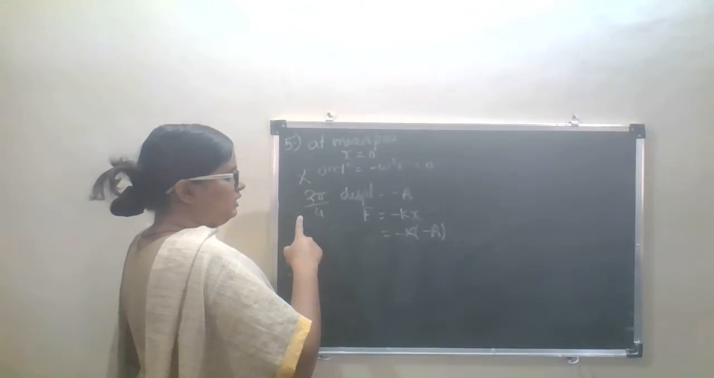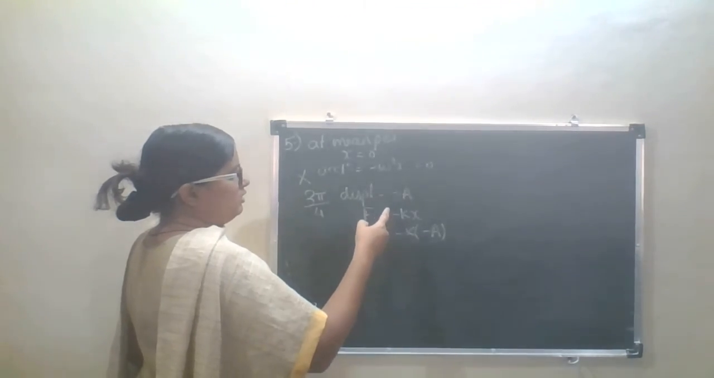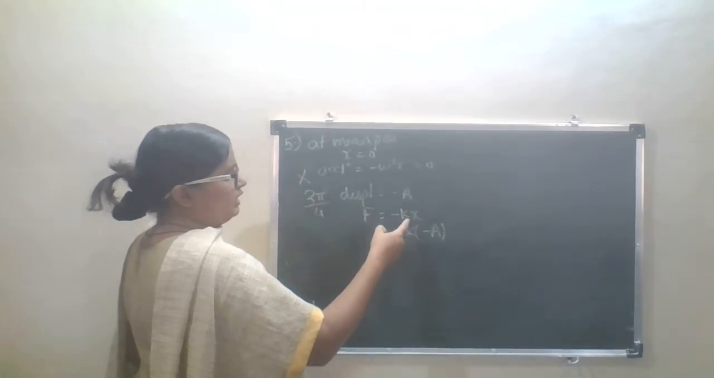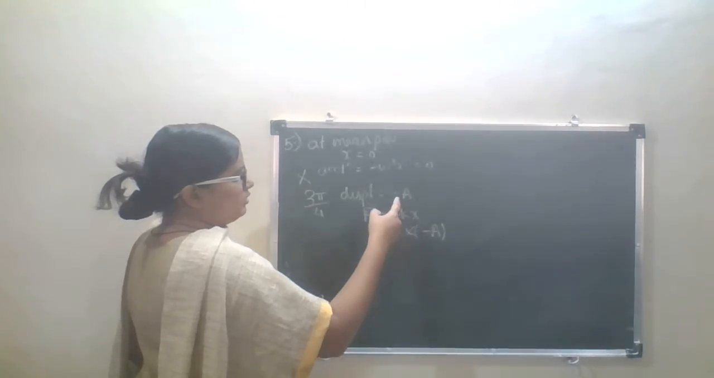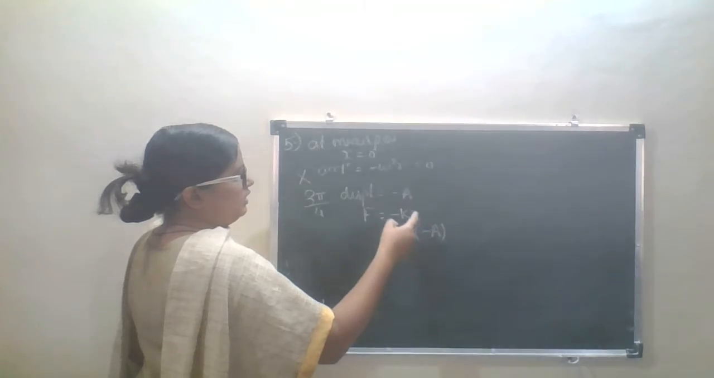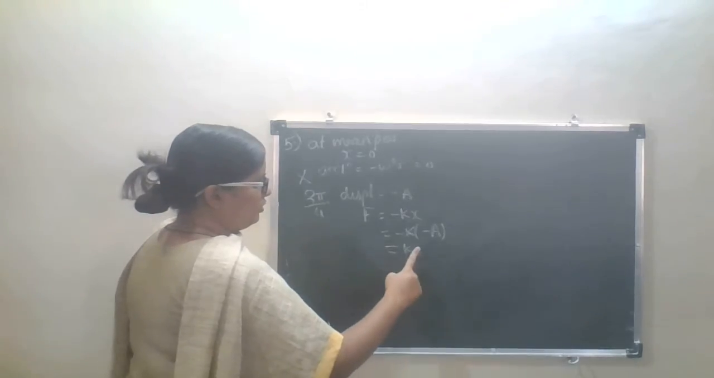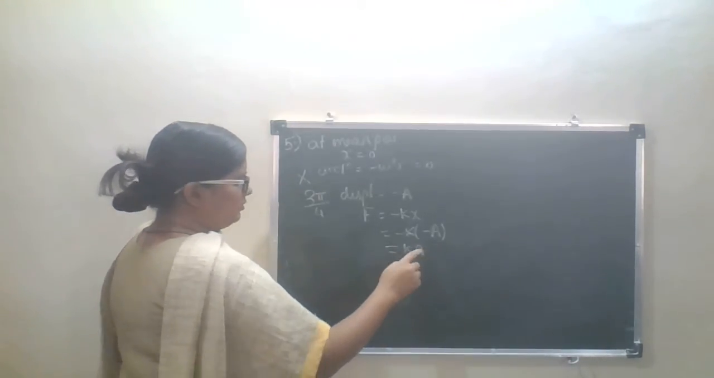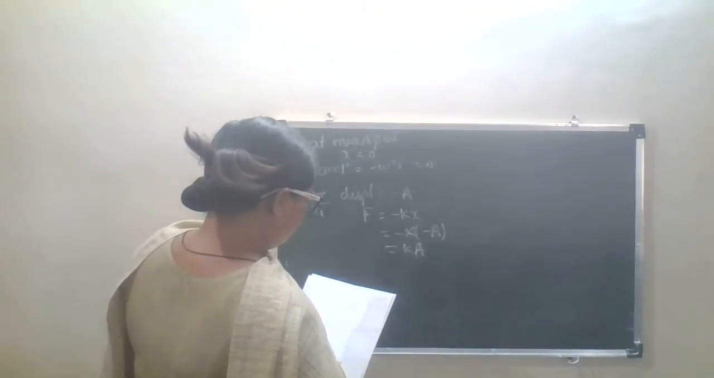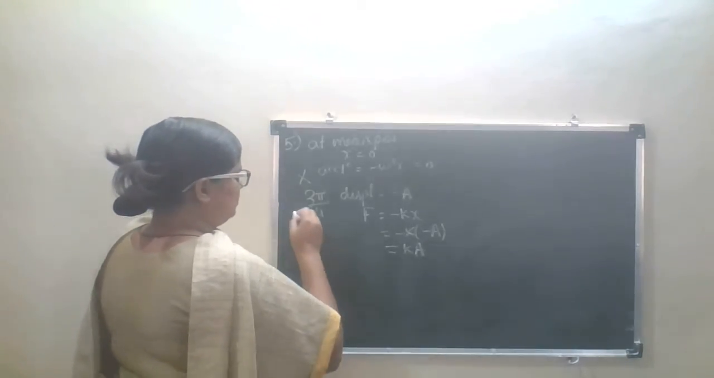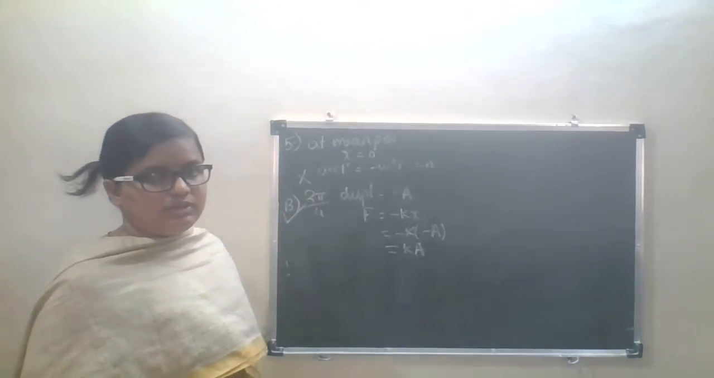Next statement was when x is equal to 3 pi by 4, then displacement is minus a. Substituting f is equal to minus of kx, which is equal to minus of k into this, substituting x instead of x. This minus k here becomes k, then it will be k of a. So this was the option B. This is the correct answer for your fifth MCQ.